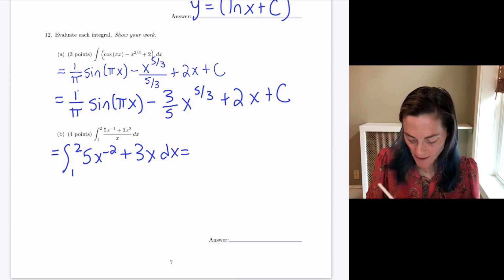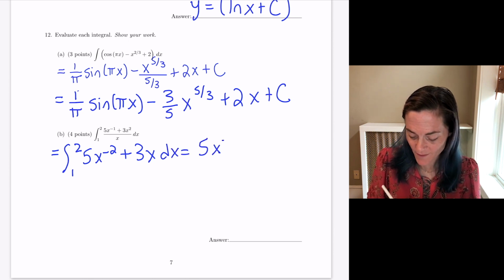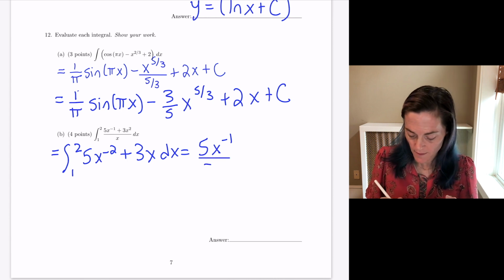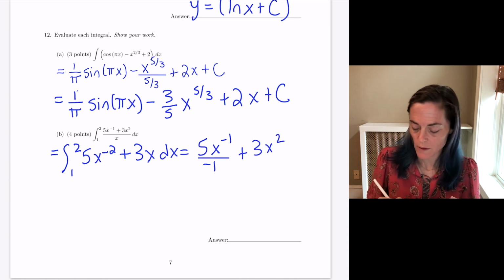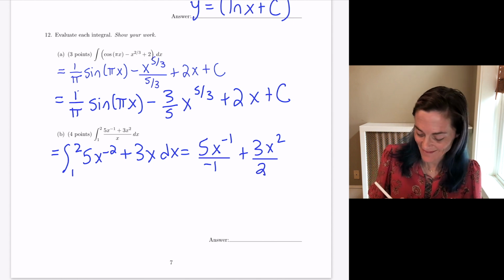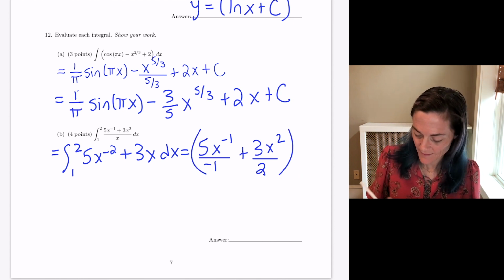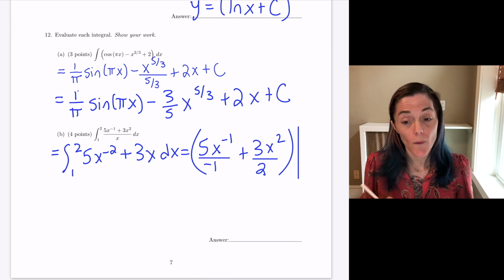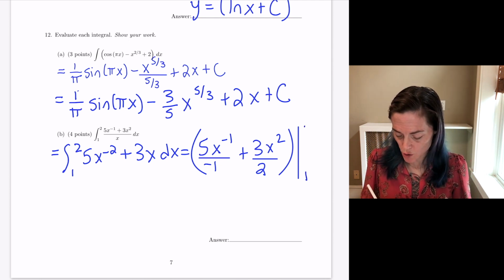Now I'm ready to integrate. We write down the 5, add a power, divide by the higher power. Plus, we have 3x squared over 2. But this is definite. So I need to evaluate between 1 and 2.